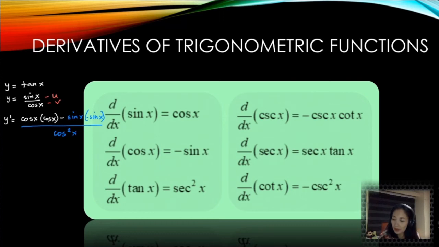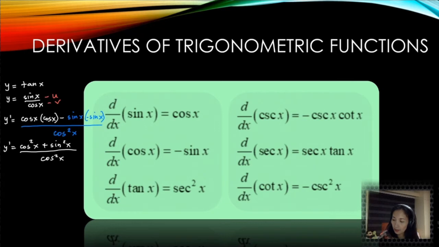Okay, let's simplify further. What will this give us? Y prime is equal to cosine x times cosine x is cosine squared x minus sine x times negative sine x. Take note of the sign. We have here negative, negative, so this will be plus sine squared x all over cosine squared x.